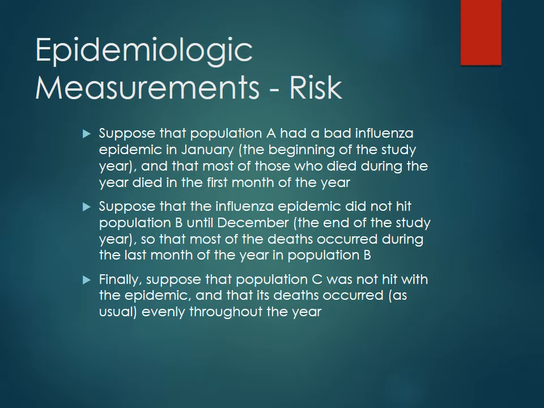Again, still 10%. And then finally, suppose C was never hit with the epidemic, and the deaths happened evenly throughout the year. I'll show you a graph of what that looks like in just a minute. So you see that group A had most patients die in January, B had most of them die in December, and C was consistent throughout, but all of them had 10% end up dying during the year.